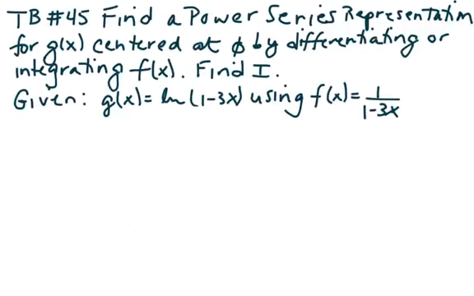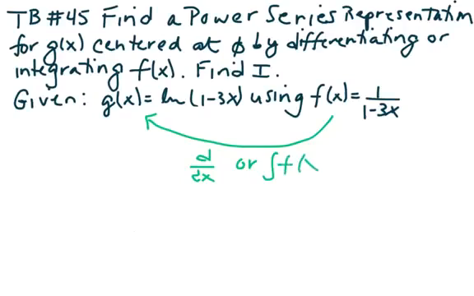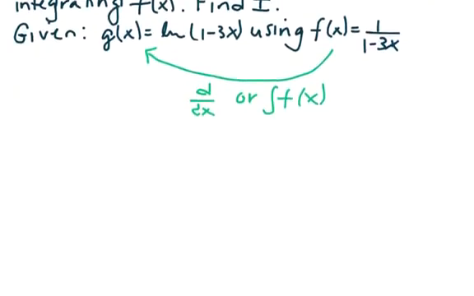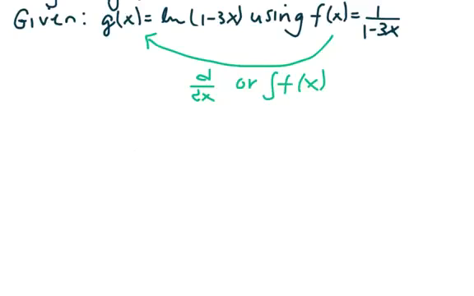So let's go through the process of finding a power series representation. In this case, the given example is g of x is ln of 1 minus 3x, and we're going to use f of x. So we're going to go from f of x to g of x, either through the process of differentiating or integrating. So let's look at this and figure out which way we need to go, either integration or differentiation.